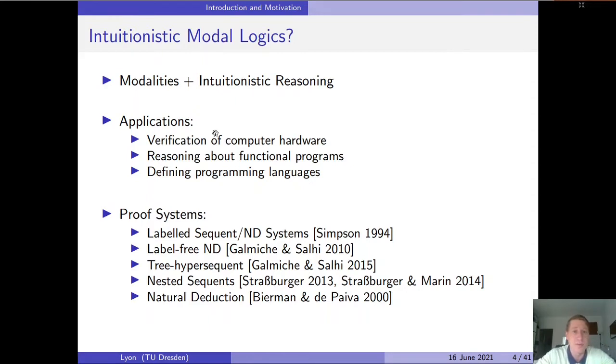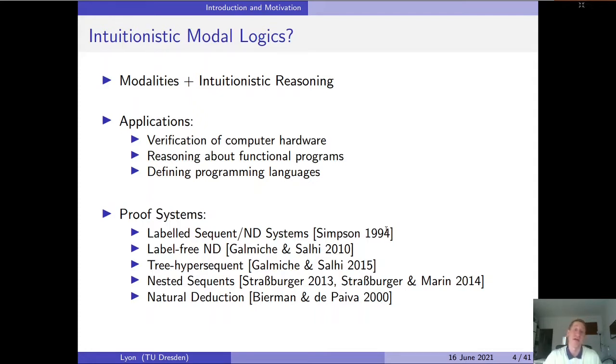So these logics have been applied in a lot of different settings. For example, in the verification of computer hardware, reasoning about functional programs, and in defining programming languages, so they have a lot of practical utility. And a large number of different proof systems have been provided for different variants of intuitionistic modal logics. Most notably, the labeled sequent and natural deduction systems by Simpson, put forth in his PhD thesis, which covers a very large class of intuitionistic modal logics, which are axiomatized with geometric axioms.